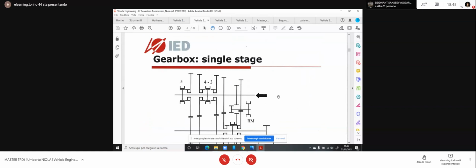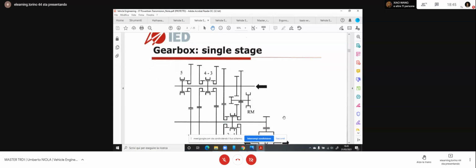Okay. So this is, pardon? Was that the question? Sliding mesh? Yes, this is a mesh. Okay. This is a mesh. You can have different kinds of architecture for the mesh, but this is the mesh for gears.